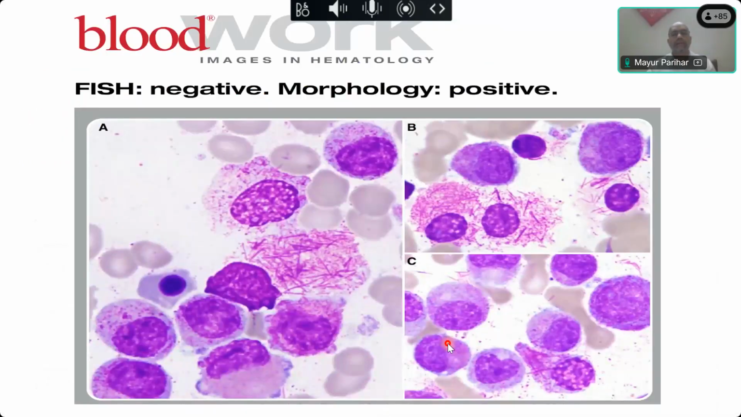Also, you must understand that you can have APML classic on morphology and flow, and get FISH negative. What do you do then? You must understand that in some of the APMLs, even when they are not variants, you can get a PML-RARA by small insertions. So do trust your morphological and flow cytometric findings to call something an APML, because you get what is called FISH negative, morphology positive APML, and that happens when the PML-RARA fusion transcript is formed because of very small insertion rather than translocations, and that is why you miss them on FISH.